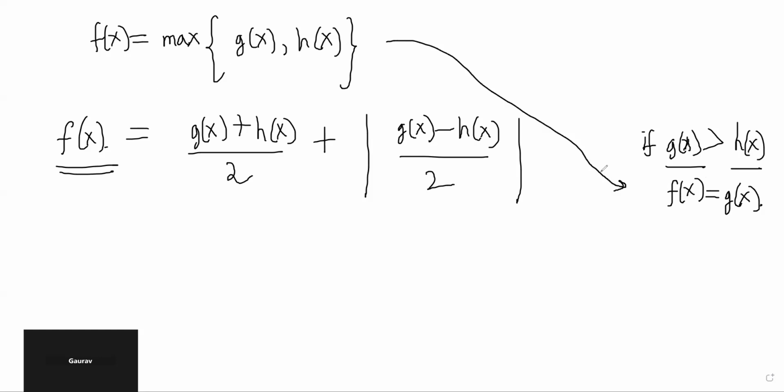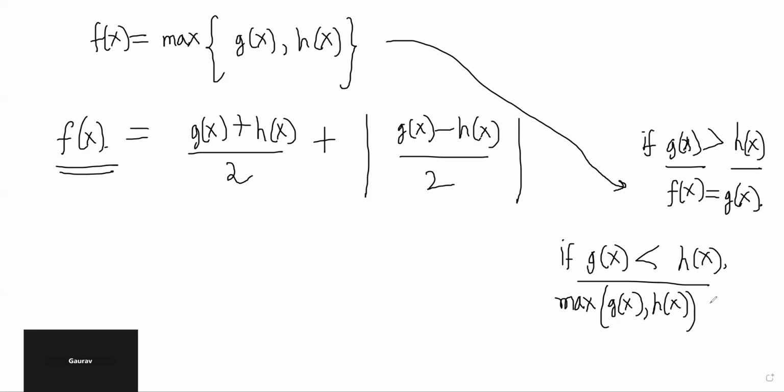Similarly, if g of x is less than h of x, notice that it will open with a negative sign and the maximum will come as h of x in that case. Do you understand what I'm saying? Max of g of x and h of x will come out as h of x in that case, which is what we wanted it to come out as, right?